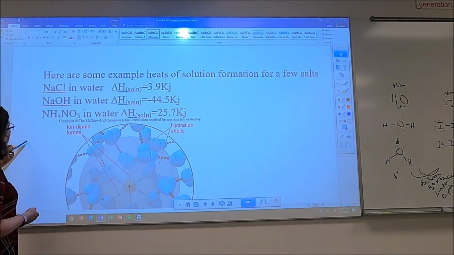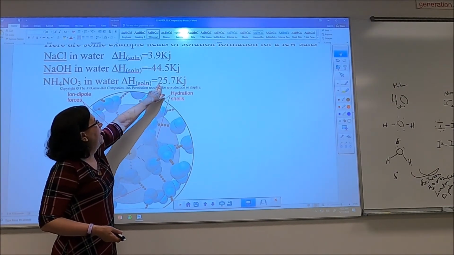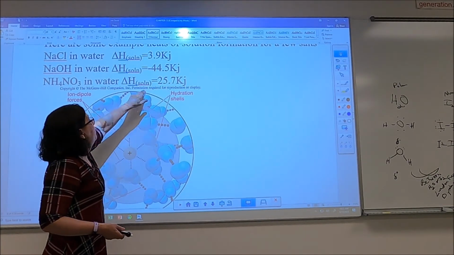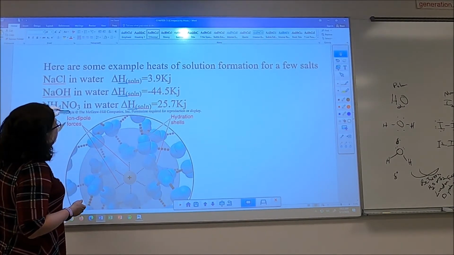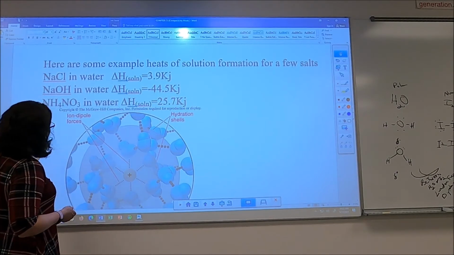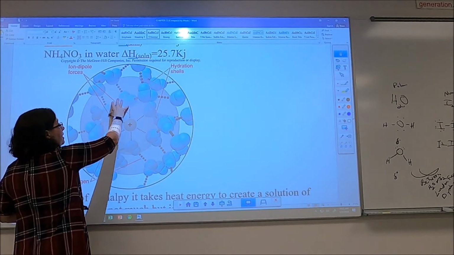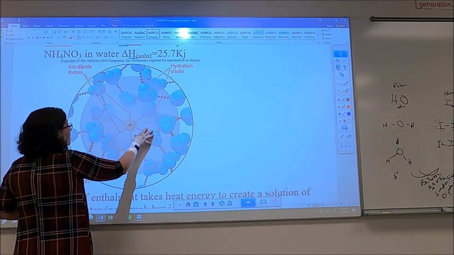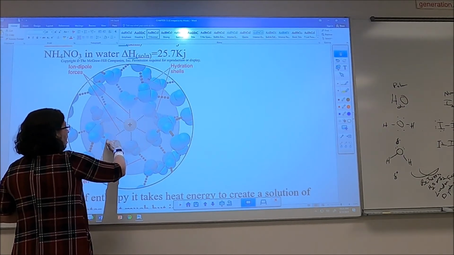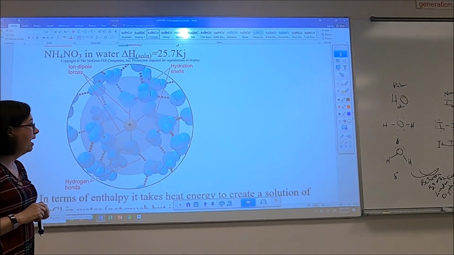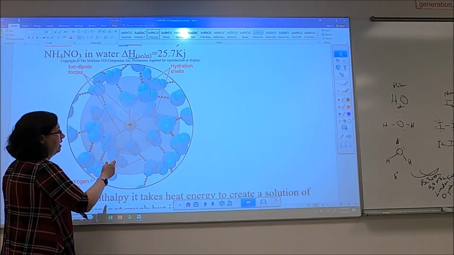Exothermic, perfect. Ammonium nitrate has a positive delta H, but it's not huge still. It probably doesn't dissolve, well, it actually dissolves fairly well in water, but it's still pretty small. Okay? One positive ion, like a sodium ion, is going to be surrounded by 6 water molecules with the oxygen side closest to that ion, because the oxygen side of the water molecule is the slightly negative end.